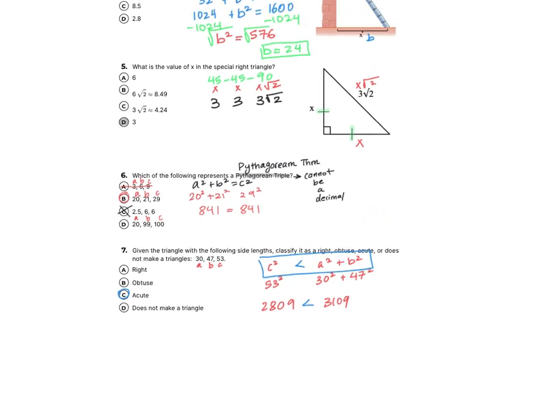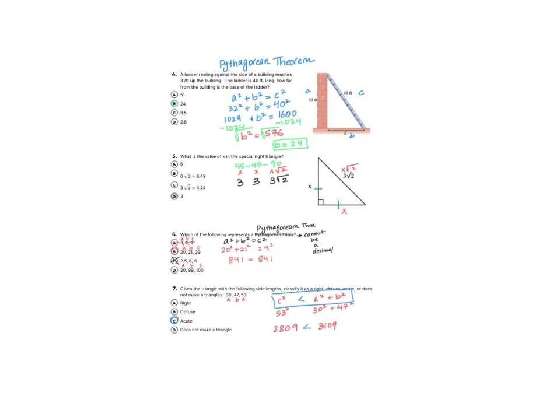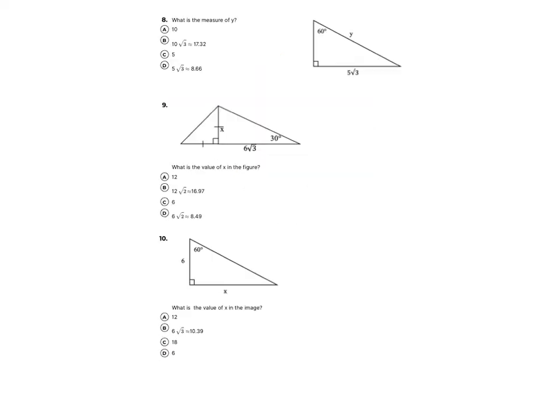So on this page, we reviewed the concept of Pythagorean theorem. In number 5, we reviewed the concept of the 45, 45, 90. In number 6, we talked about the Pythagorean triple, which is basically I need to apply Pythagorean theorem and see which one would give me a squared plus b squared equals c squared. And keep in mind that the Pythagorean triple cannot be a decimal. And in number 7, I reviewed again how to classify a triangle as right, obtuse, or acute. Now let's move on to the last page.